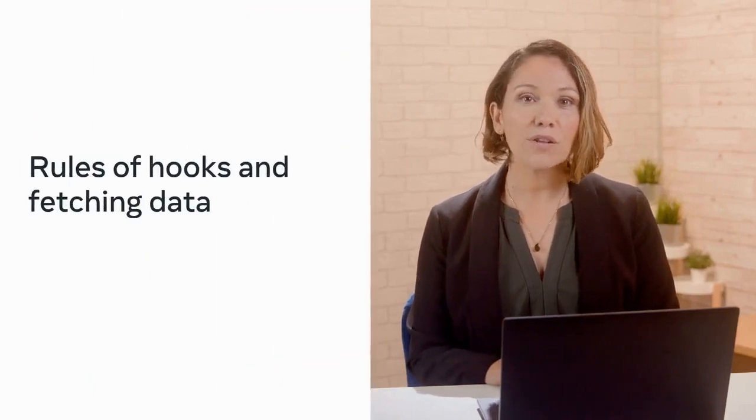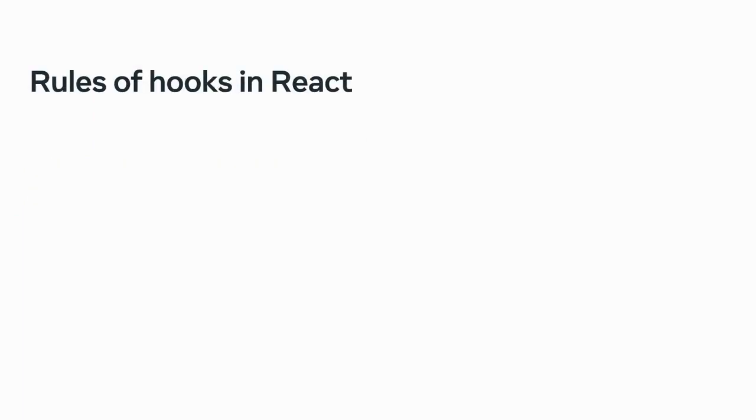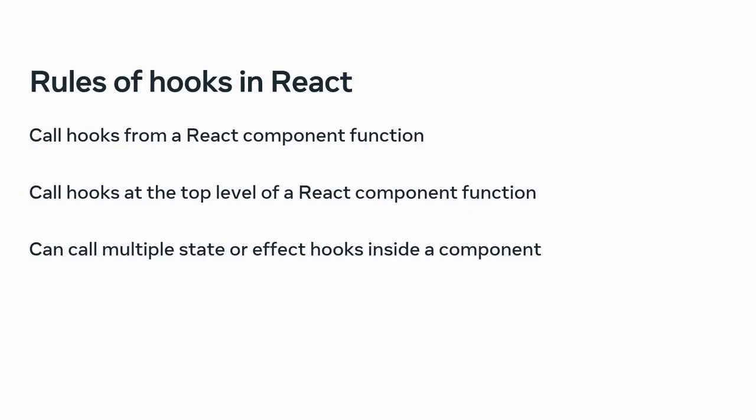Following the completion of Lesson 1 of this module, you should now be better positioned to work with state in React and to handle side effects in your components. The second lesson of this module focused on the rules of hooks and fetching JSON data from the web. First, you were introduced to the rules of hooks in React and unpacked them. These rules are that you should only call hooks from a React component function and at the top level of a React component function, are allowed to call multiple state hooks or effect hooks inside a component, and should make multiple hook calls in the same sequence.